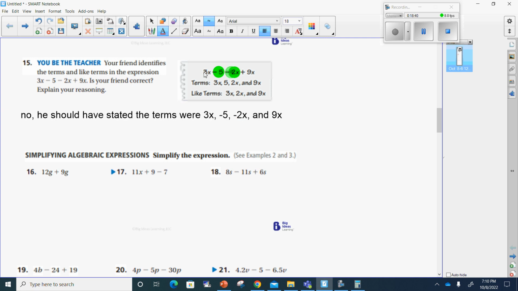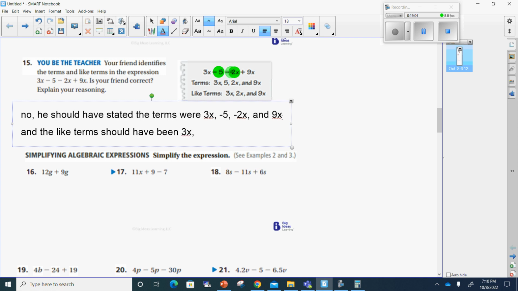And as far as getting all those like terms correct, that was incorrect as well. Over here, the like terms should have been 3x, -2x, and 9x. All right, let's go on to number 17.